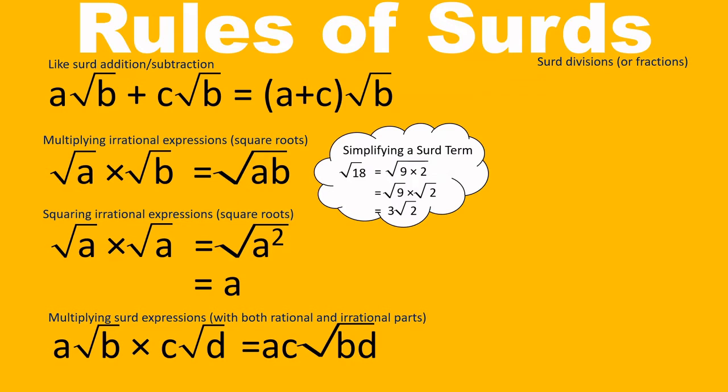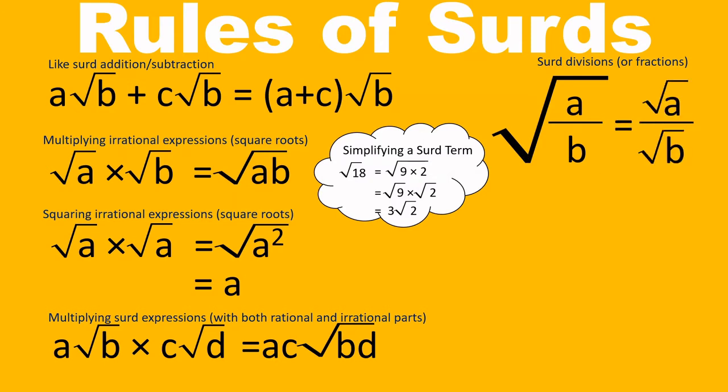And surd division, which we'll also look at today. The square root of a over b is the same thing as the square root of a over the square root of b. So those are the general rules of surds, and we're going to put those into practice today. You may want to take a minute to copy those down, and when you're ready, let's go on.